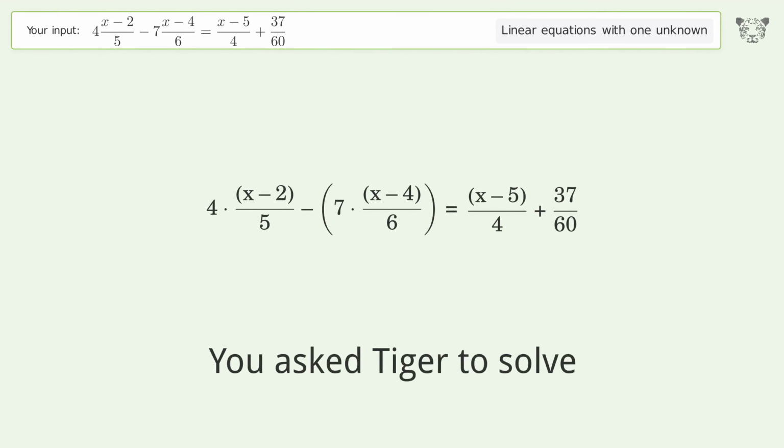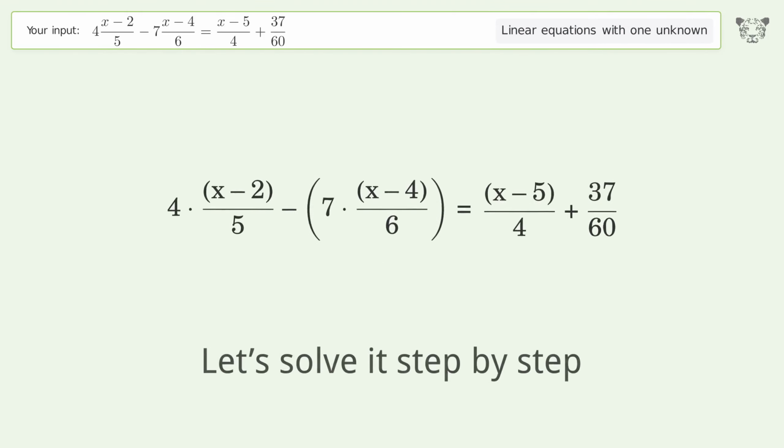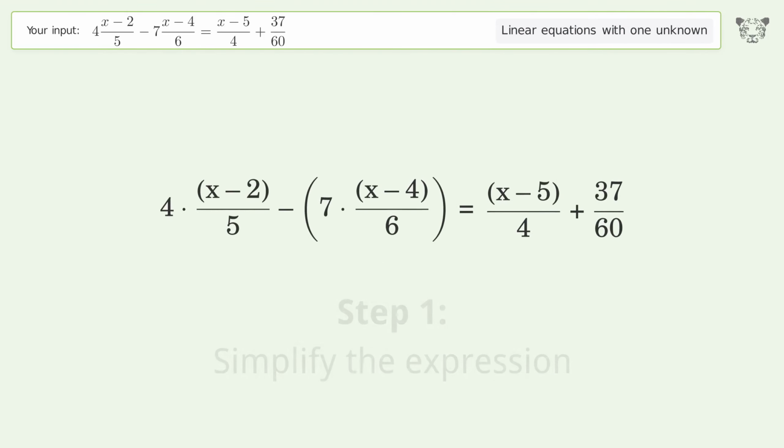You ask Tiger to solve. This deals with linear equations with one unknown. The final result is x equals 6. Let's solve it step by step. Simplify the expression. Break up the fraction.